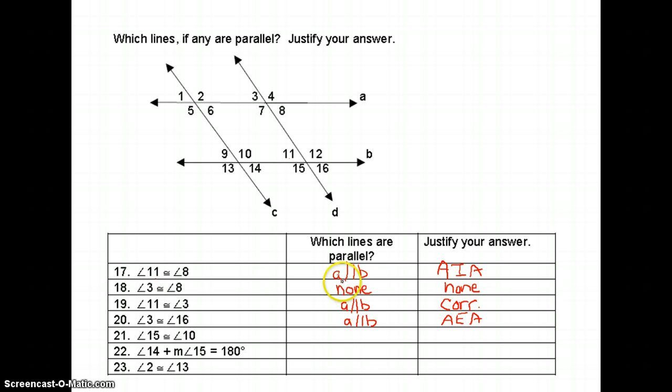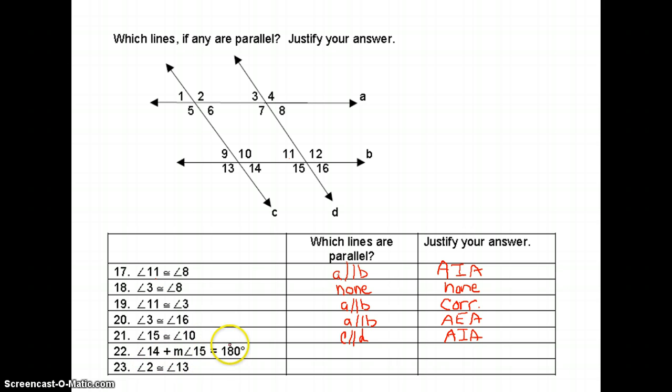21. 15 is congruent to 10. This time we're talking about these two angles here. This is a transversal, and these are our two lines, C and D. 15 and 10 are congruent. Those are inside the two lines, on alternate sides, so alternate interior angles. They're congruent, therefore these two lines are parallel this time. C is parallel to D.